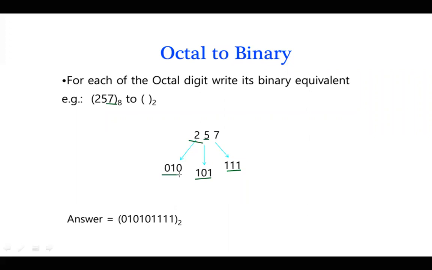In octal to binary conversions, we are going to use 3 digits at a time, whereas for hexadecimal to binary and binary to hexadecimal, we are going to use 4 digits at a time. See, octal to binary or binary to octal, we are going to use 3 digits at a time. When we take hexa to binary or binary to hexa, we are going to use 4 digits at a time.